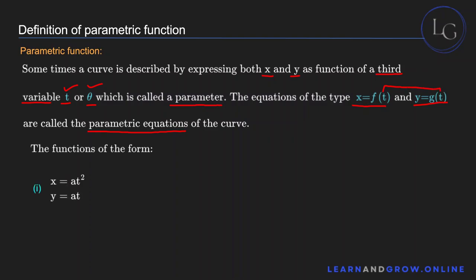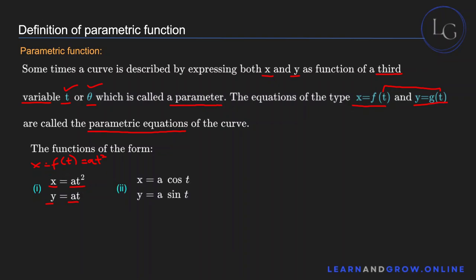So here's an example. X is equal to a into t squared. So x here acts as the dependent variable and t is the independent variable, and x is now a function of t. So basically x is equal to a function of t, which is equal to a t squared, right? Similarly here y is equal to a into t. So y is also a function of t, right?